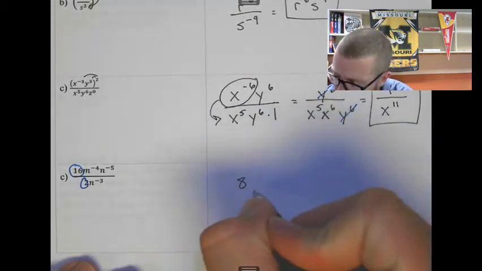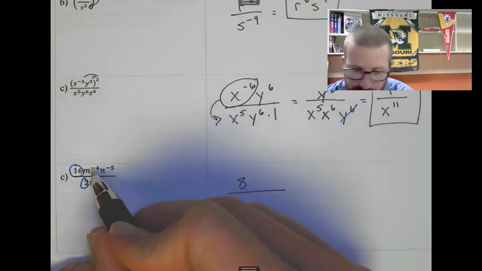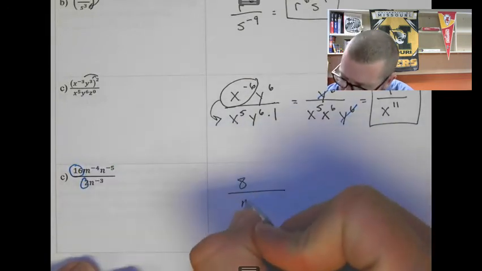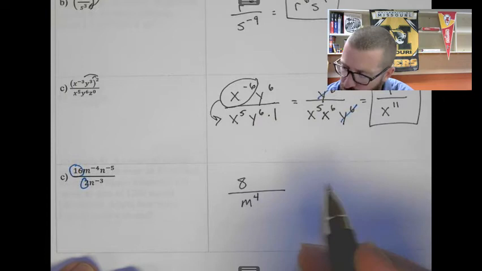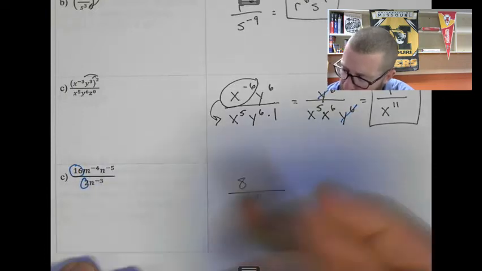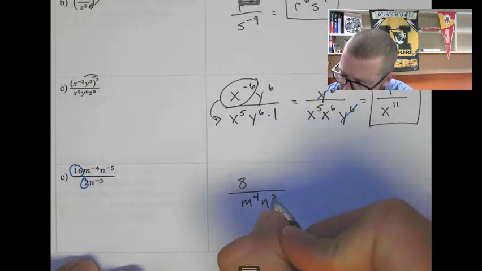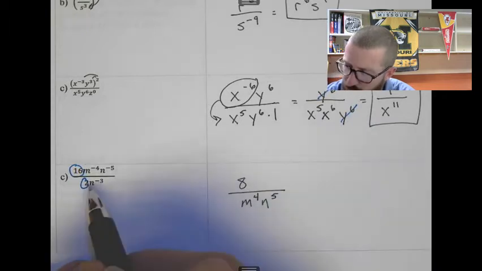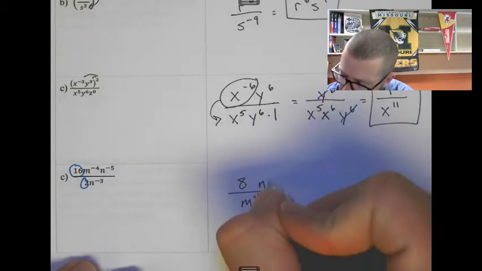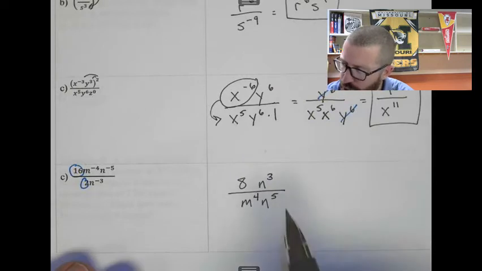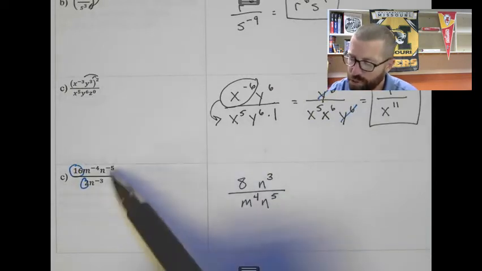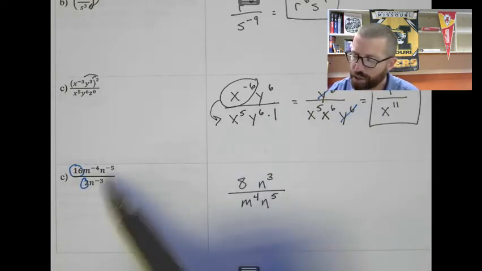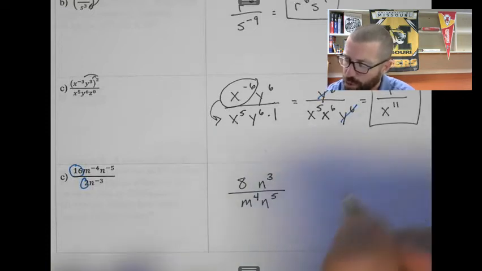So 8's on top. In the negative fourth, because I'm just going to move it to the bottom to make it positive. In the negative fifth, let's move that to the bottom and make the exponent positive. And then in the negative third, let's move that to the top and make the exponent positive. And once again, you don't have to necessarily do it that way with the n's. You could subtract, but if you can make things positive, normally there's fewer mistakes.